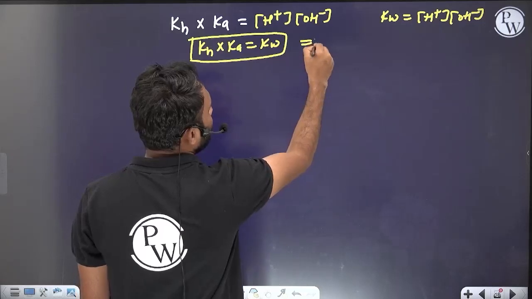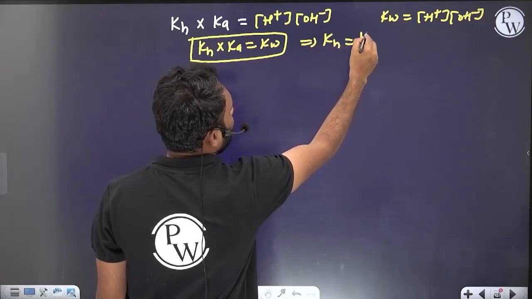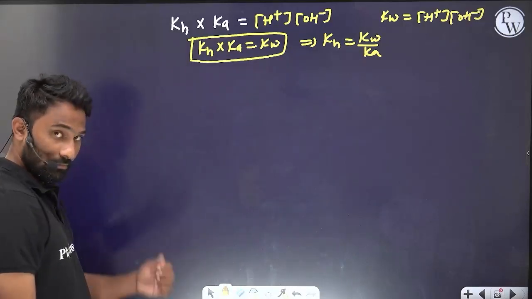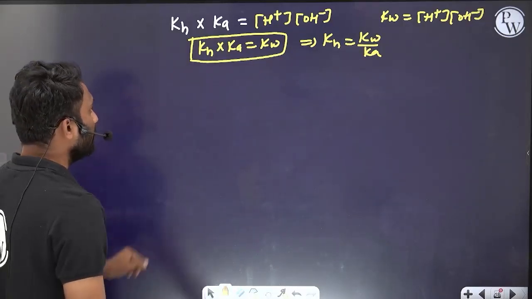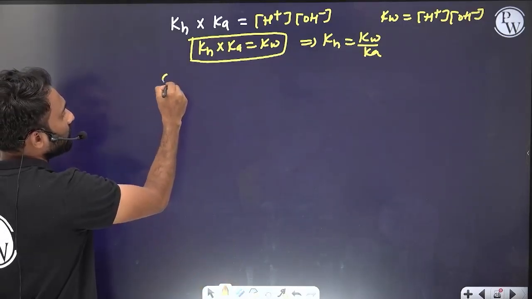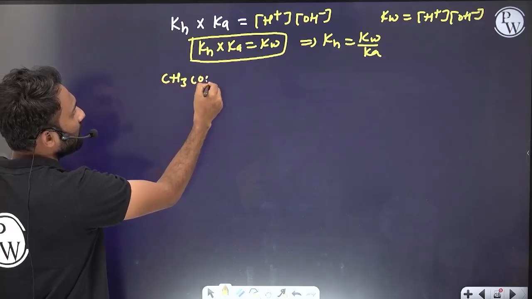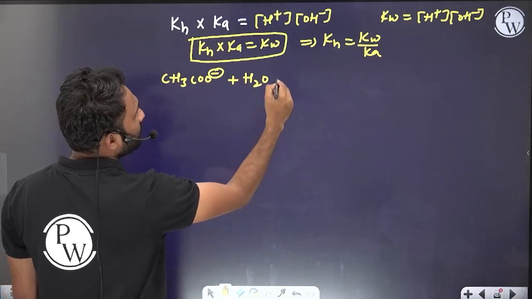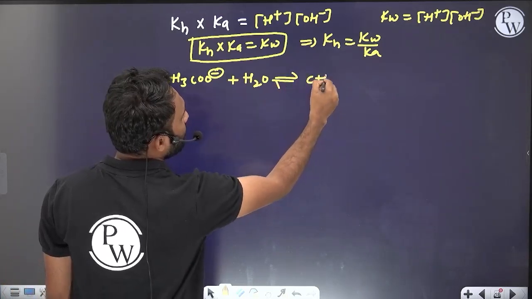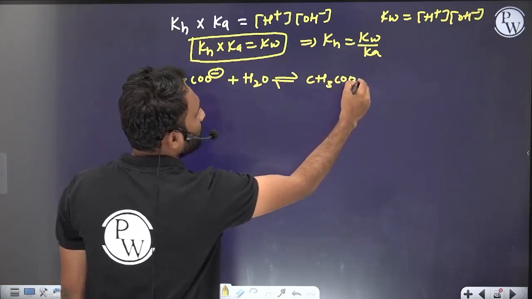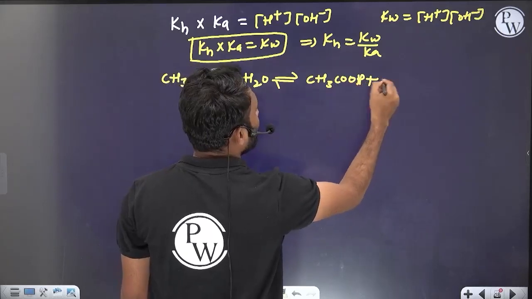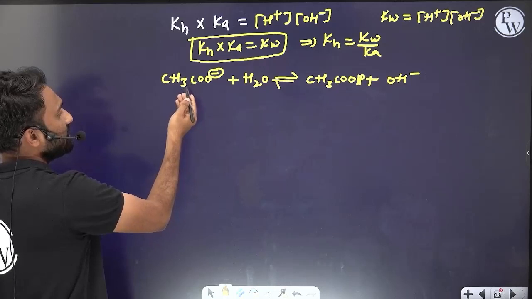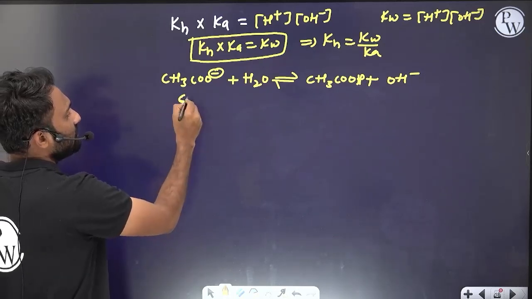Now here, KH is equal to Kw by Ka. Next, the acetate ion has reacted with the water to give acetic acid plus OH minus ion. Initially this concentration is C.